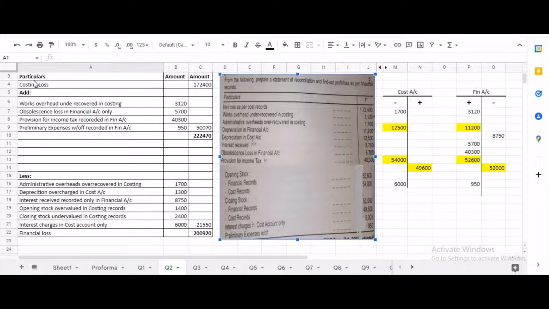So we will see the costing loss. This is the net loss as per cost record. So it is the costing loss, that is 1,72,400. Next, works overhead under-recovered in costing. So it should be added in the financial account. So 3,120 would be added in the financial account.